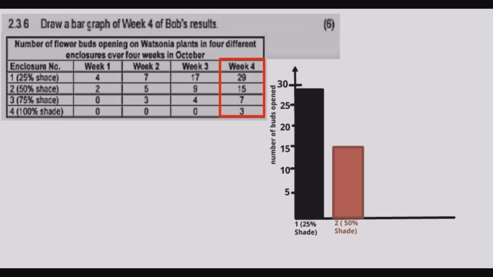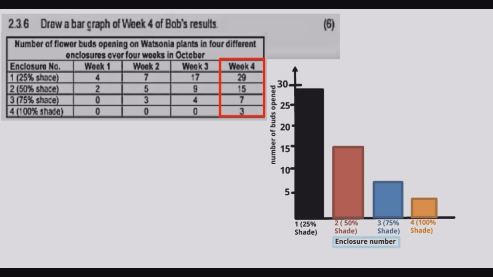As you can see, I'm also writing the percentage of the shade. So 1 is 25% shade, 2 is 50% shade, and 3 is 75% shade, which is 7. Since it has only 7, I'm going to draw it somewhere here. Then 4, which has 100% shade, had only 3, so I'm going to draw the bar like this, which is 3 there, less than 5. As you can see, it is a bit higher than half of 5. So that is how the chart should be.